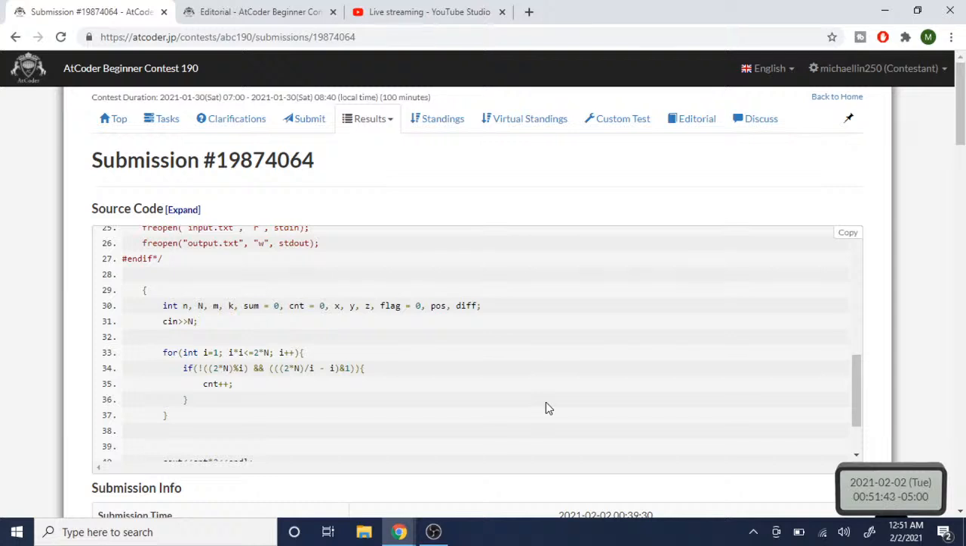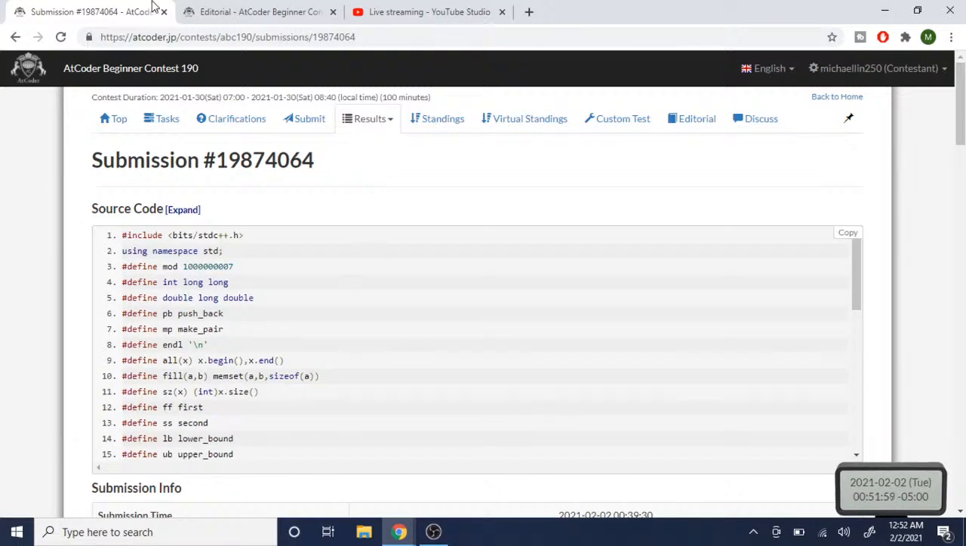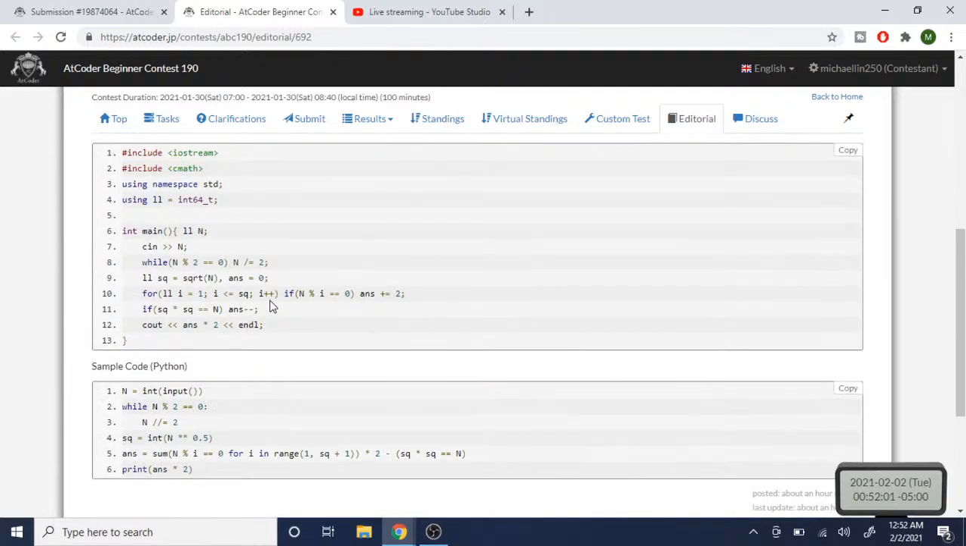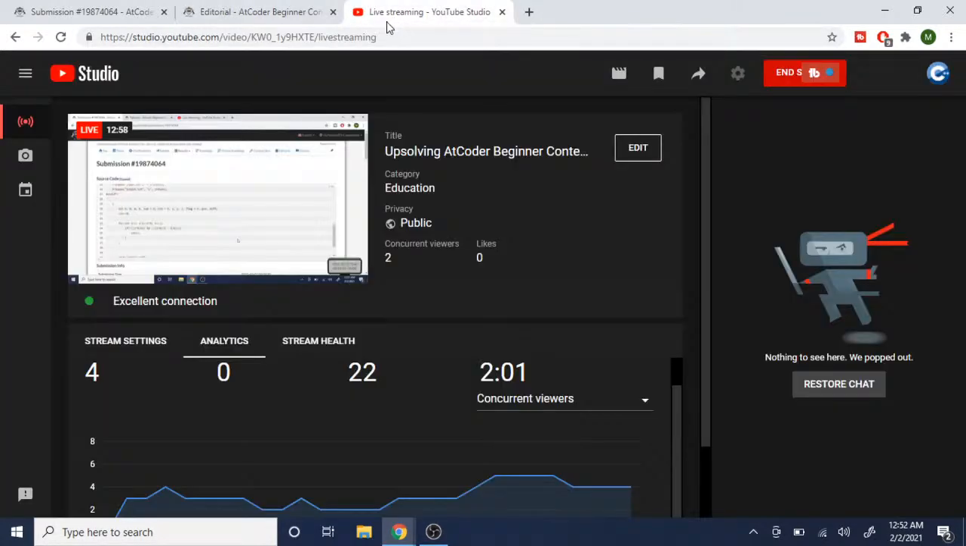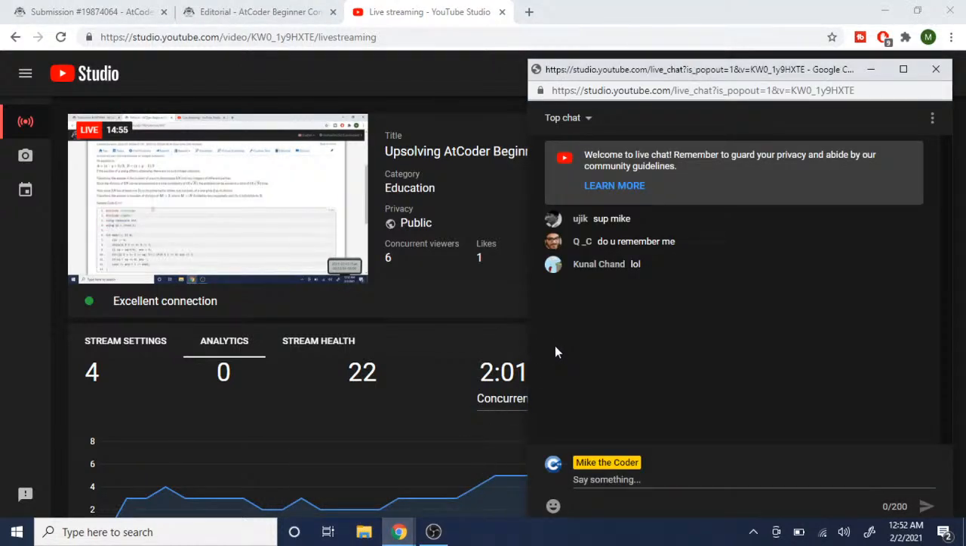Loop to 2n, okay. If 2n is divisible by I, if it's not divisible by I, wait, what? And 2n minus 2n over I minus I is odd. I don't understand. I don't understand at all. Why is this the case?